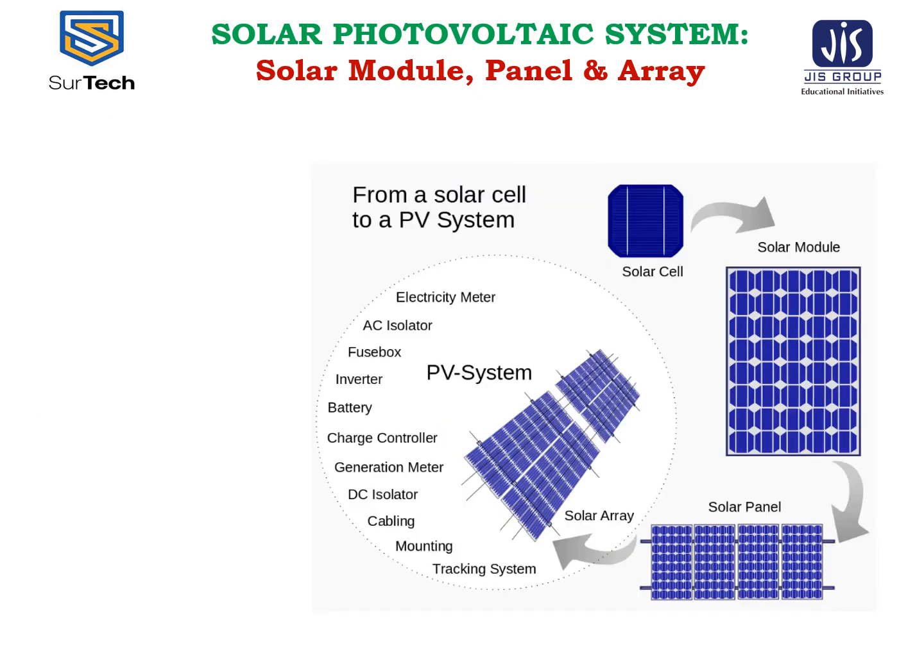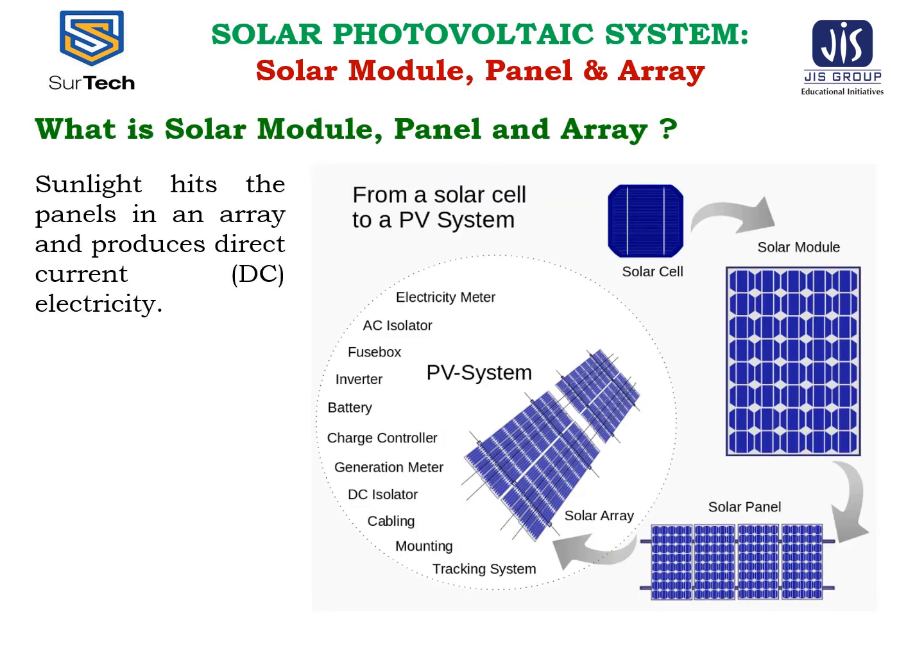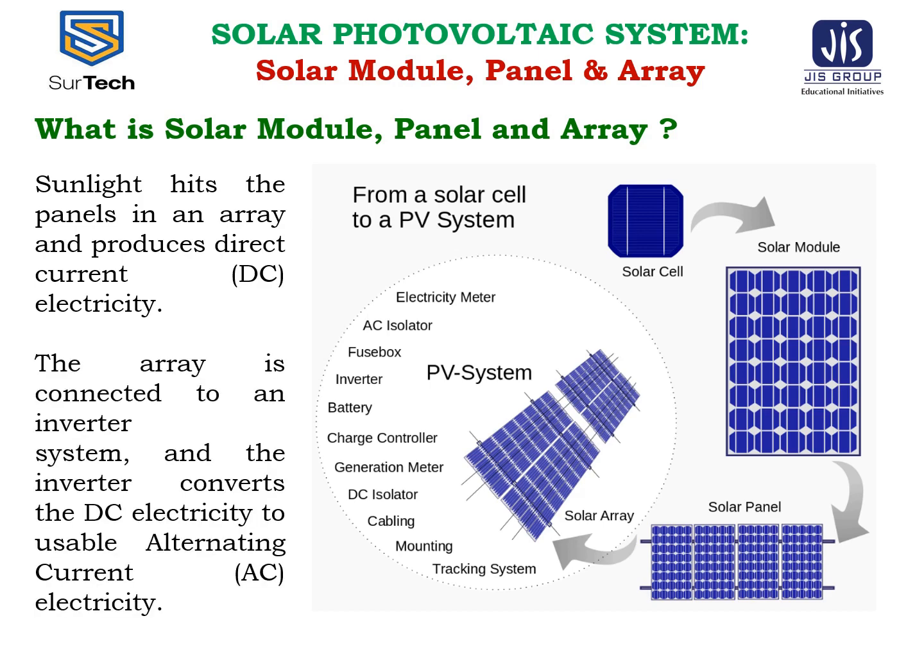So now, sunlight hits the panels in an array and produces the direct current, that is DC current, electricity. The array is connected to an inverter system and the inverter converts the DC electricity to usable alternating current, that is AC electricity.